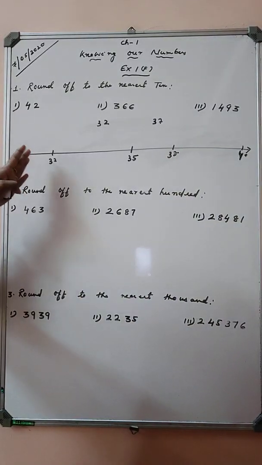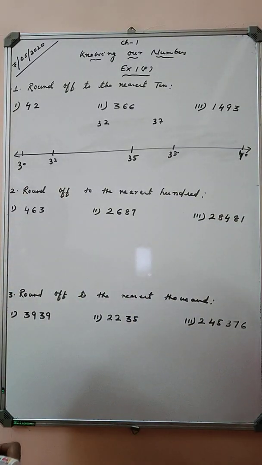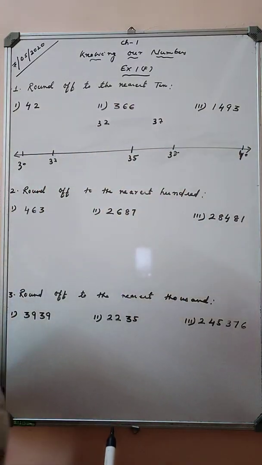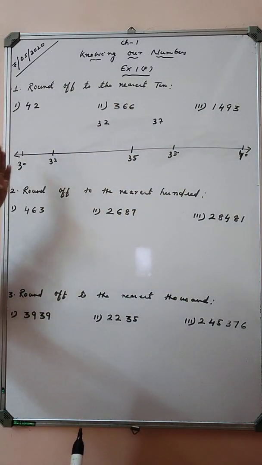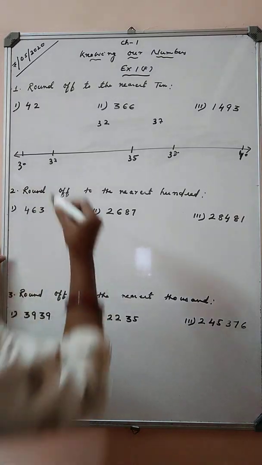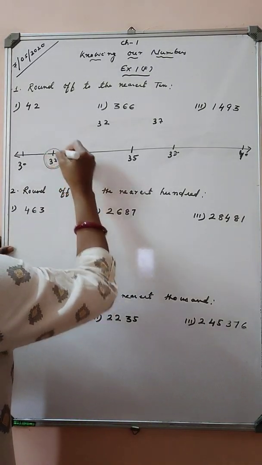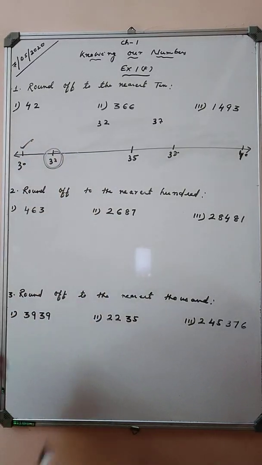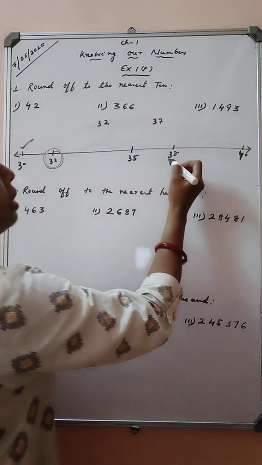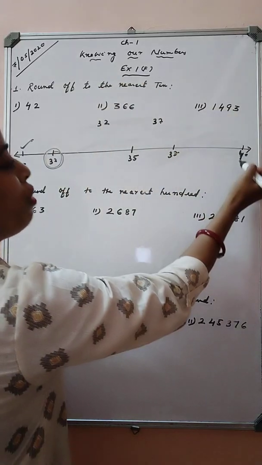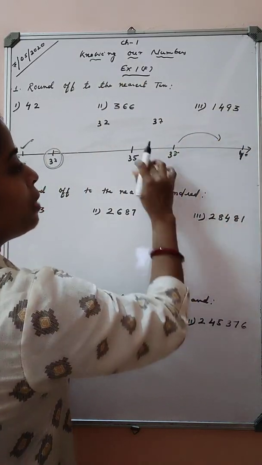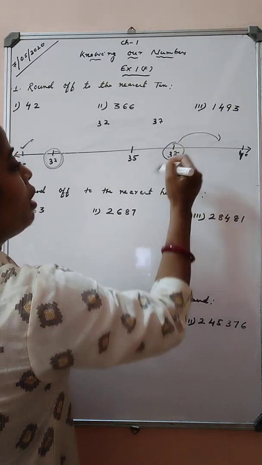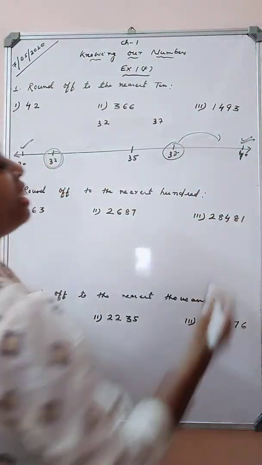Now let us talk about 32. Students, now tell me, is 32 closer to 30 or 40? Of course, 32 is closer to 30. So 32 will be rounded to 30. Now 37. Is 37 closer to 30 or 40? Of course, 37 is closer to 40. That is why 37 will be rounded to 40.